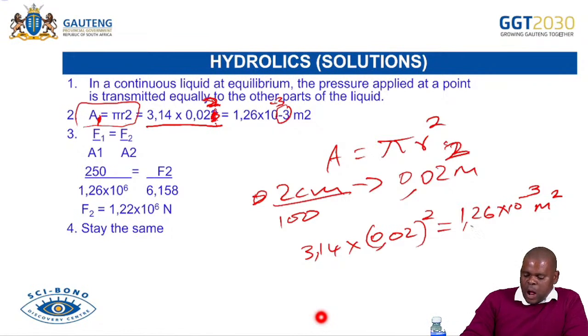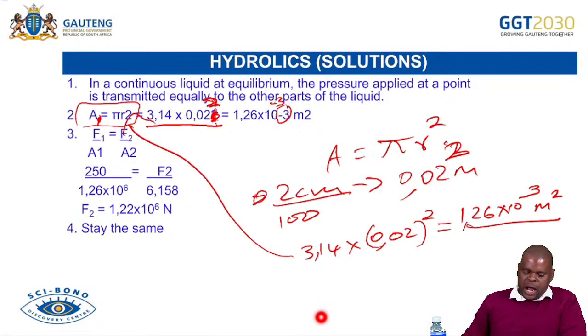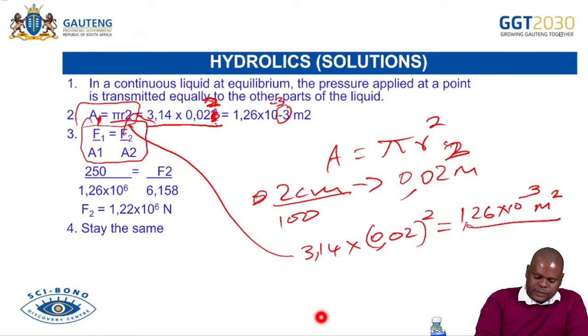Then this is how we calculate the area. And now let's look at how we calculate the force. For the force, we have this formula, and then F1 is given as 250 newtons. And then F2, we're looking for it. And this that you see here, why now is 1.26 to the power 6.